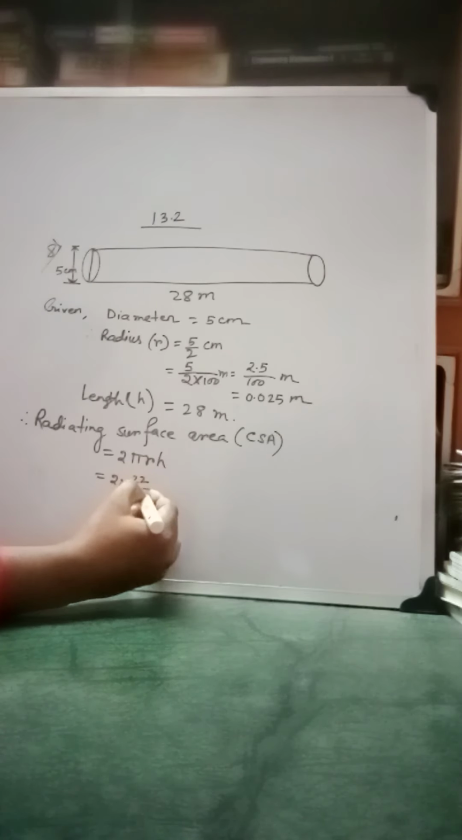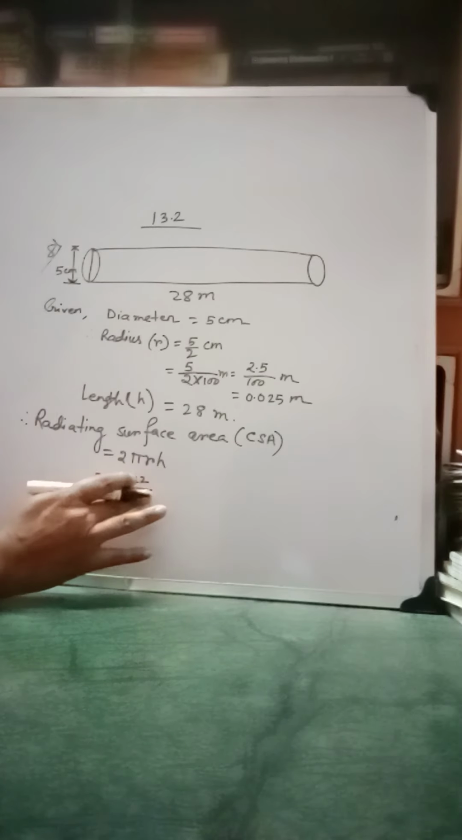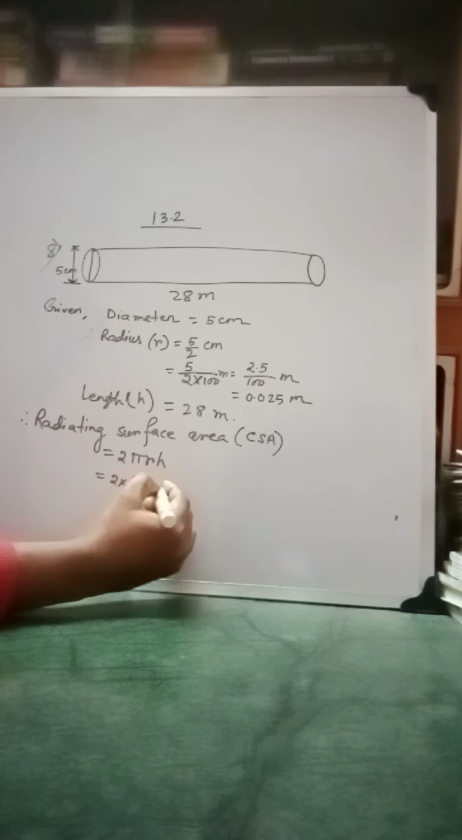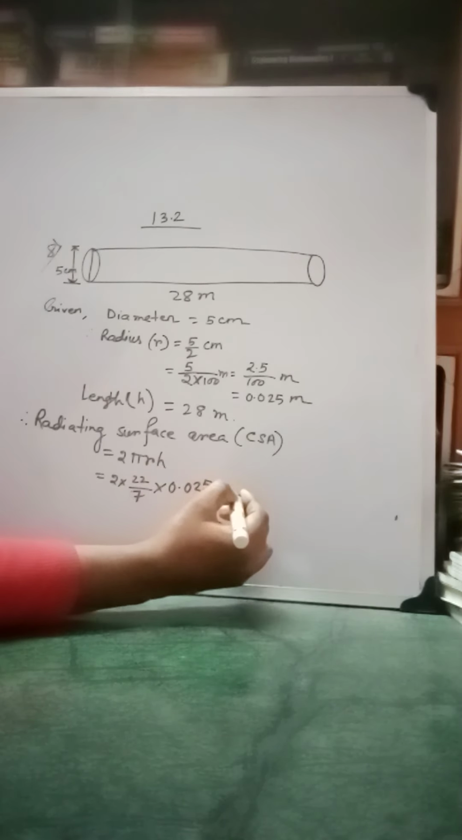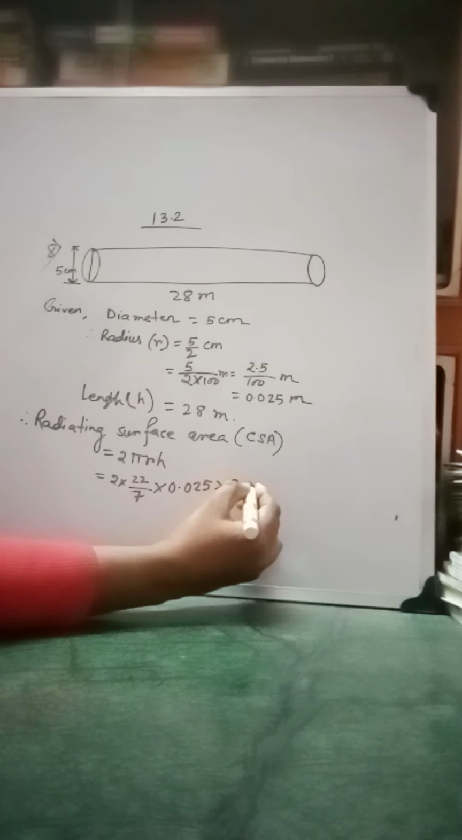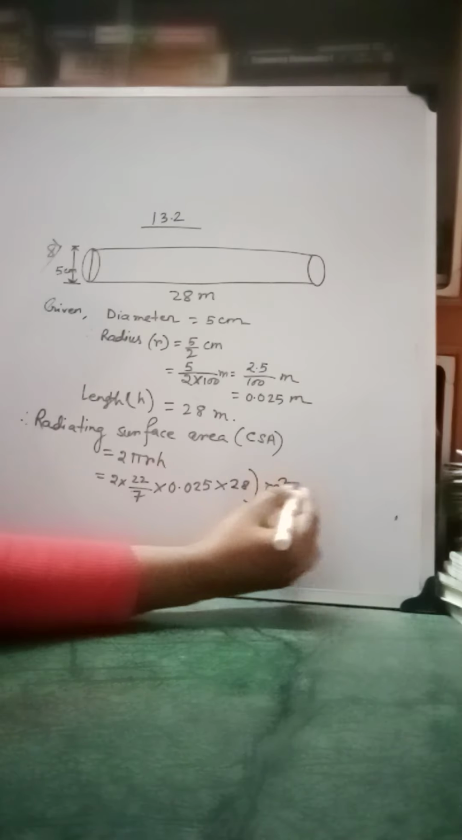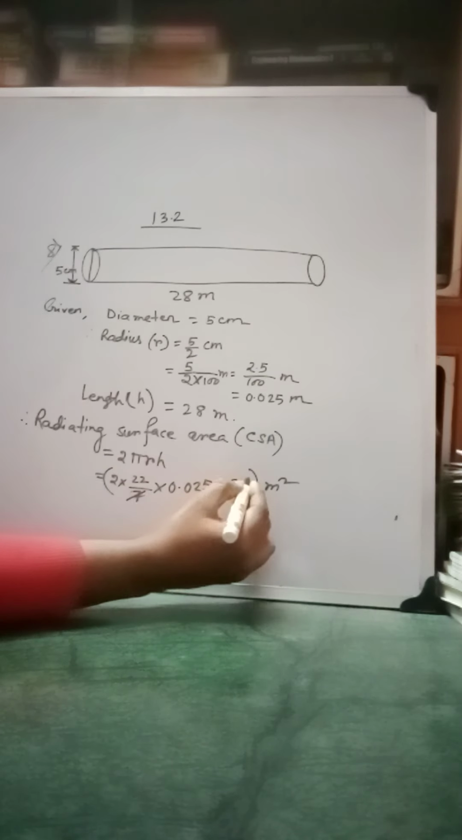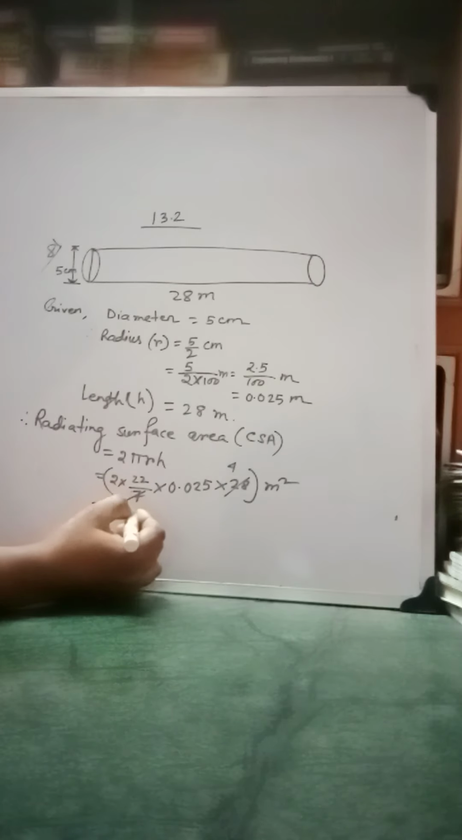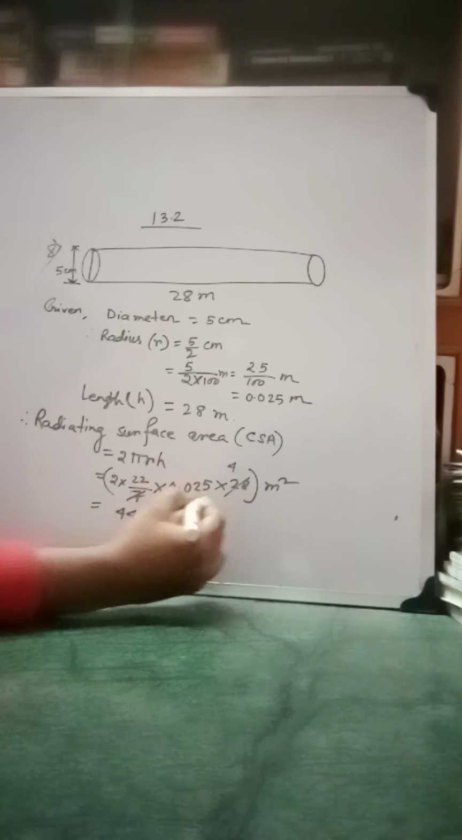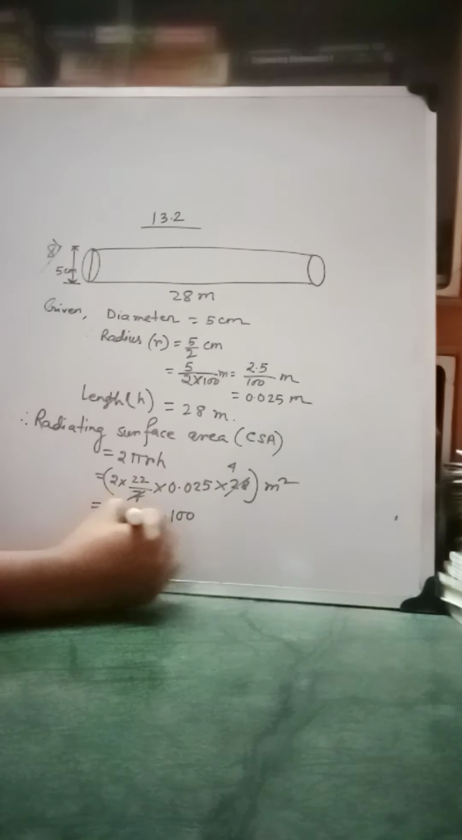Okay, so 22 by 7, and R is our 0.025 and H is our 28, that meter square. So we can cancel this by 4. So 2 into 22, that is 44, and 25 into 100, that is 25, that is 100. So ultimately this is this meter square.